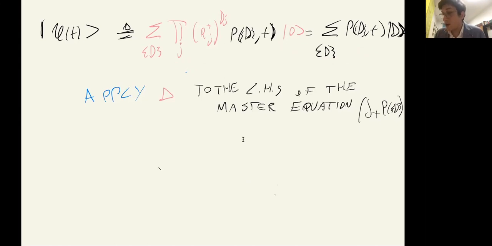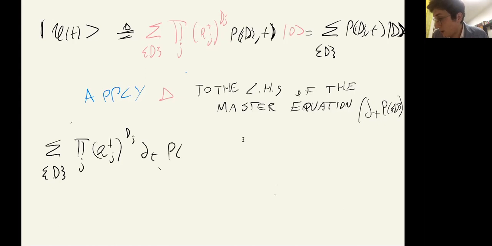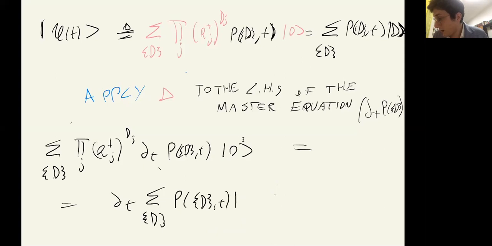Let's just apply the pink to the left of the master equation. If you remember, the left-hand side of the master equation is the time derivative of p of d. So let's apply all of this. You will have some sum over d, product. Then of course you have to apply it to the right-hand side as well. We have this a dagger j to the power of dj, the time derivative of p of d, t. Then you have 0, and here again you can write it in this way as the time derivative of the sum over d of p of d, t, up to d.